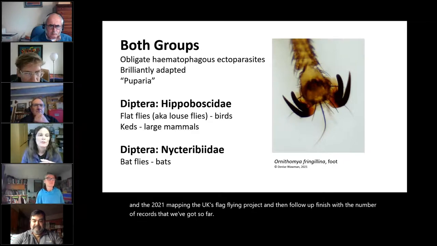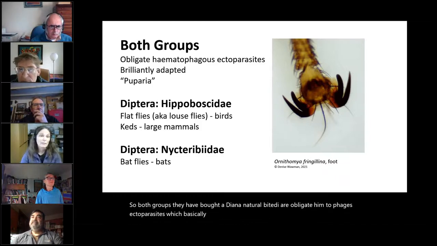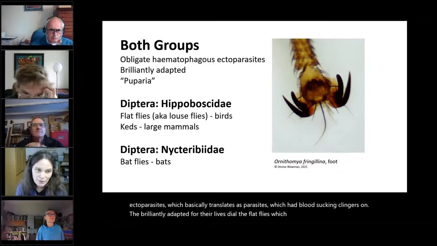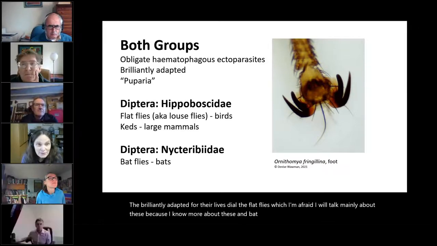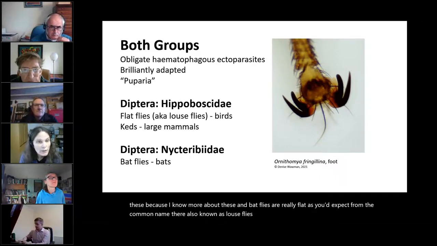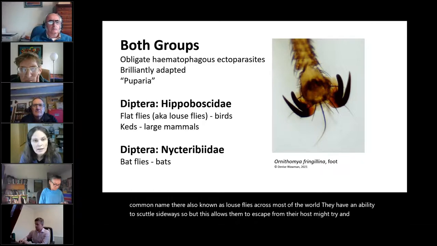So both groups, the Hippobossidae and the Nycteribididae, are obligate hematophagous ectoparasites, which basically translates as parasites, which are blood-sucking clingers on. They're brilliantly adapted for their lifestyle. The flat flies, which I'm afraid I will talk mainly about because I know more about these than bat flies, are really flat, as you'd expect from the common name. They're also known as louse flies across most of the world. They have an ability to scuttle sideways, so this allows them to escape from their host that might try and remove them as it preens.